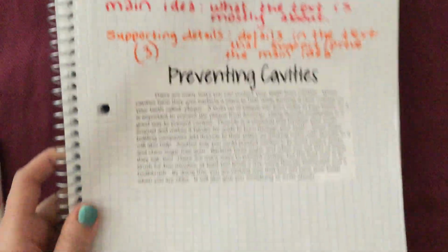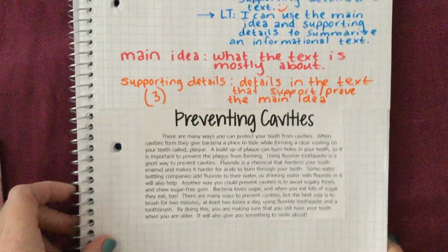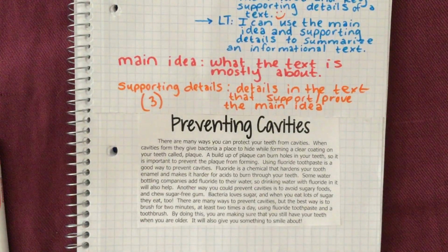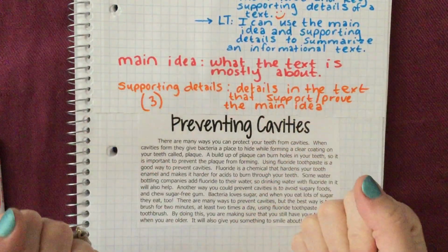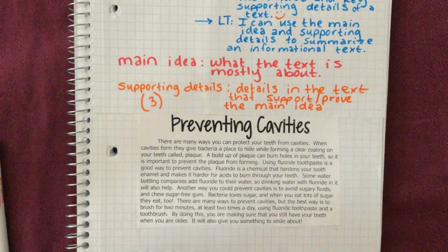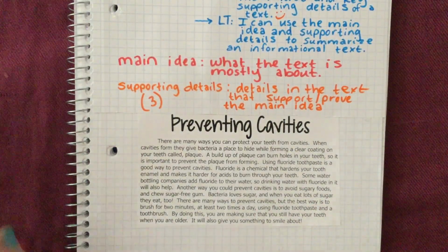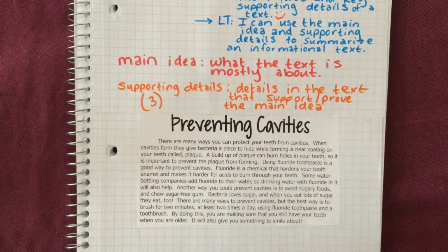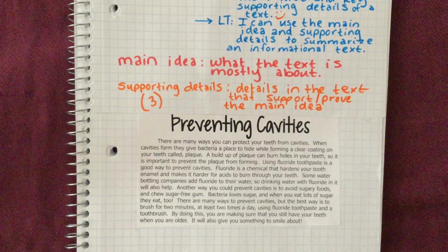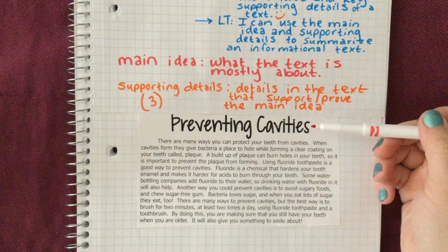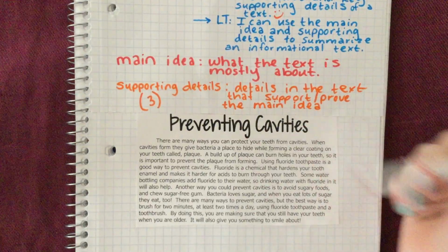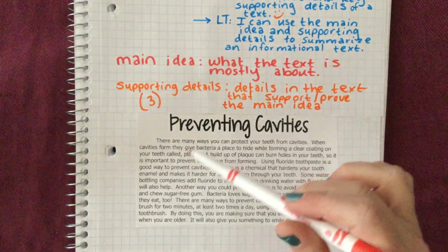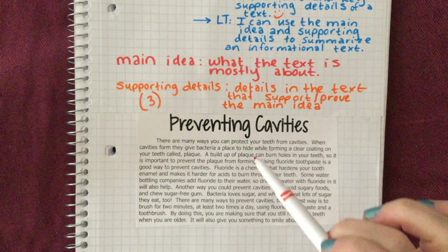So that is exactly what I'm going to do with this read. With this read, we are going to break down, okay, what is this text mostly about? And what are at least 3 details that prove that that is, in fact, what the text is mostly about? So, as I'm reading this, I know that the text, the big topic, is all about preventing cavities.